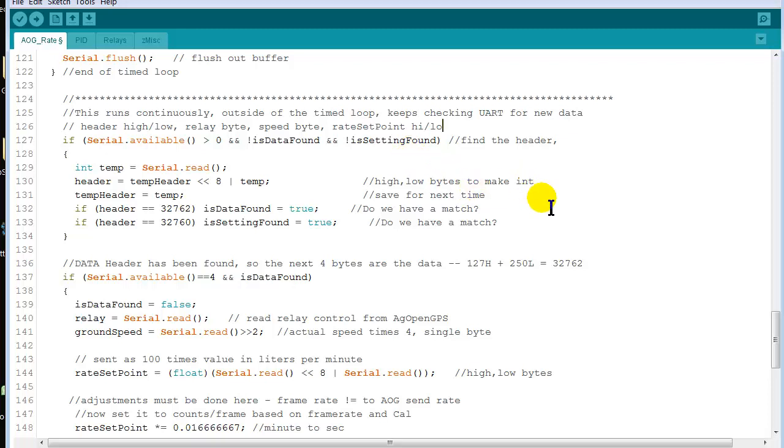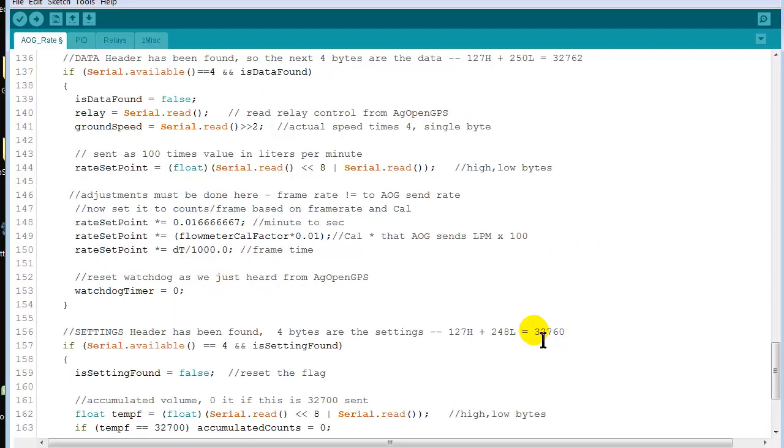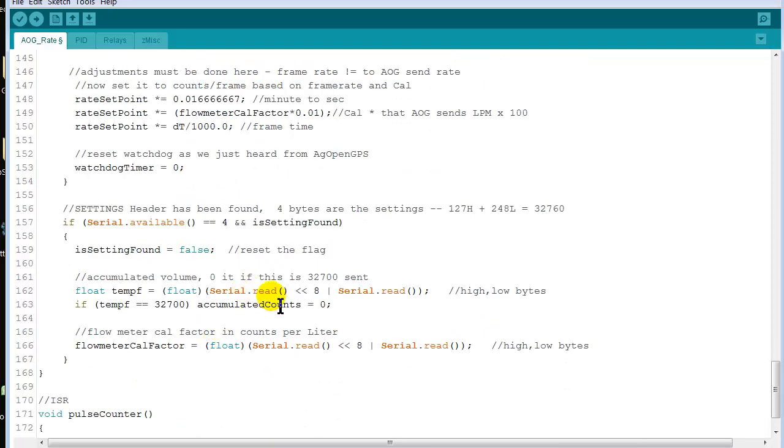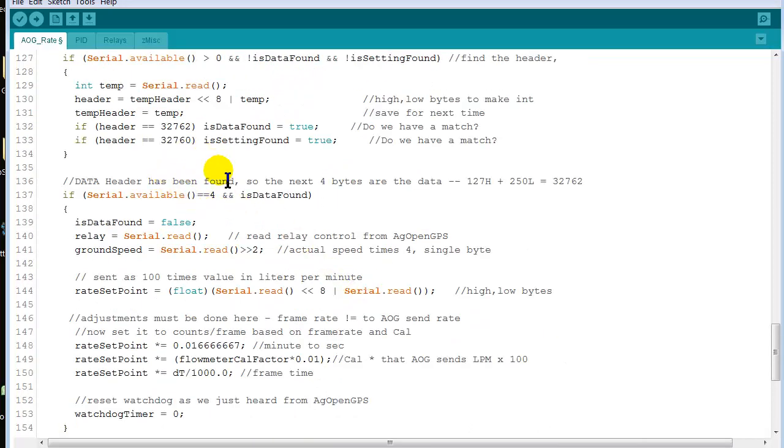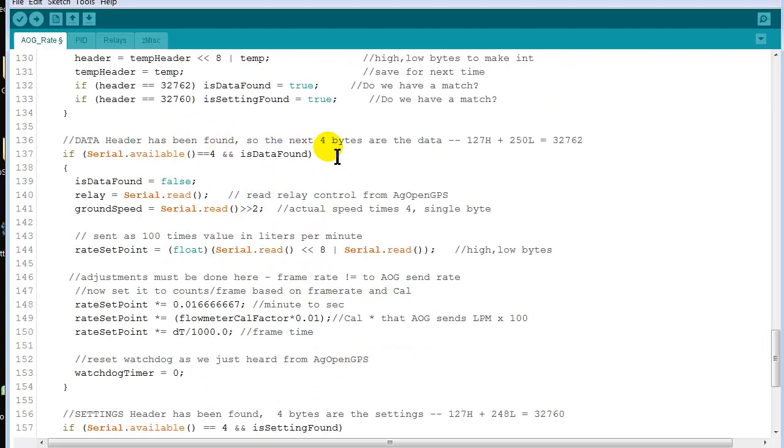And the way to determine that is, if the first two bytes are 32,762, then we know it's data. If it's 32,760, then it's settings. And that's exactly the way CAN bus works. CAN bus is the PGN: it sets up a number and then 8 bits of data. And we could go to that system, but really only need 4. So this is pretty simple.